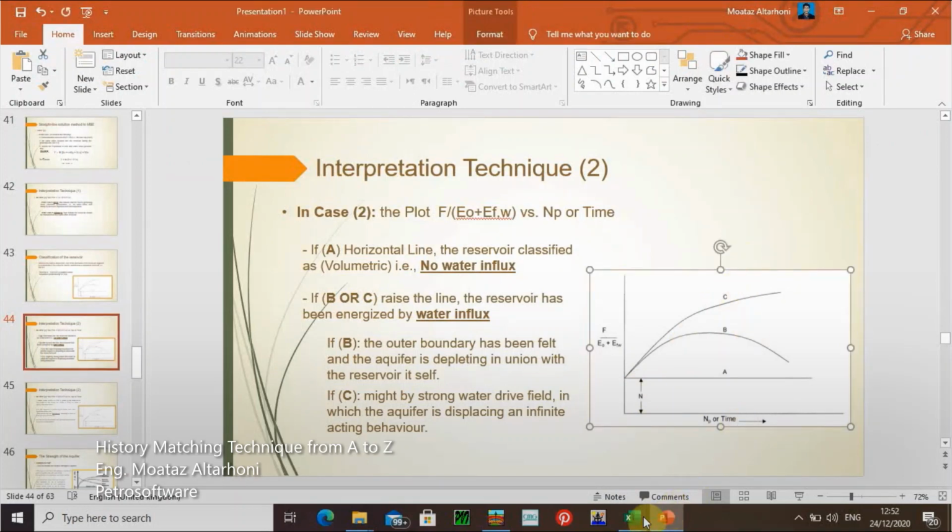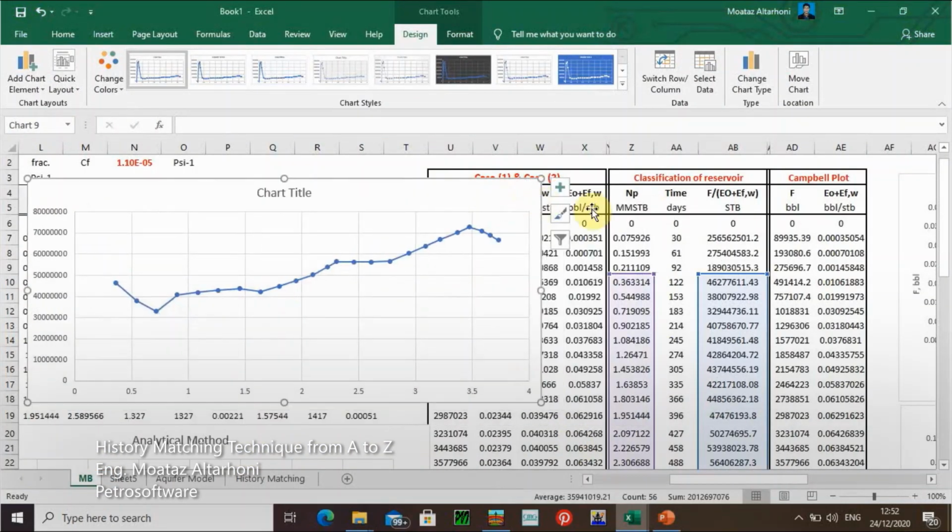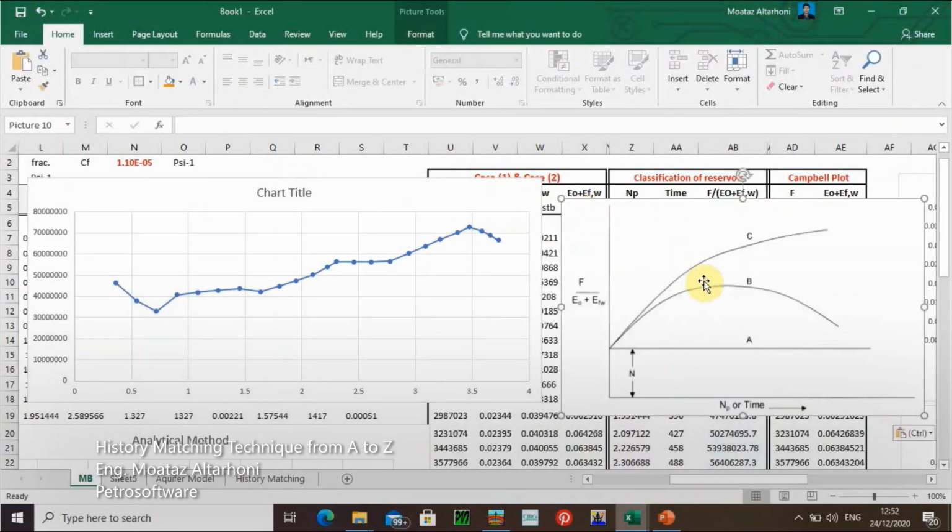I will put that together here in the Excel sheet to see if we have a water influx, and of course we have a water influx because the line is increasing like C. I don't think so, because maybe after this it will decrease, and if I have more data this can be more clear, maybe B or C. So still I don't have good information about this, but there is a water influx in our reservoir.